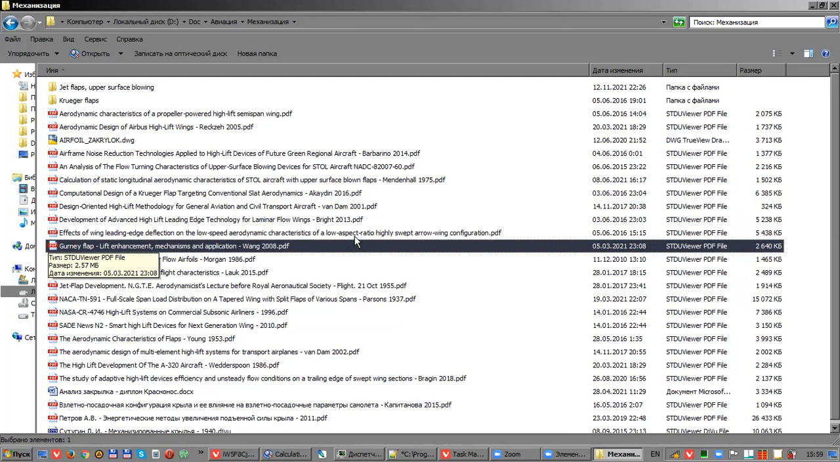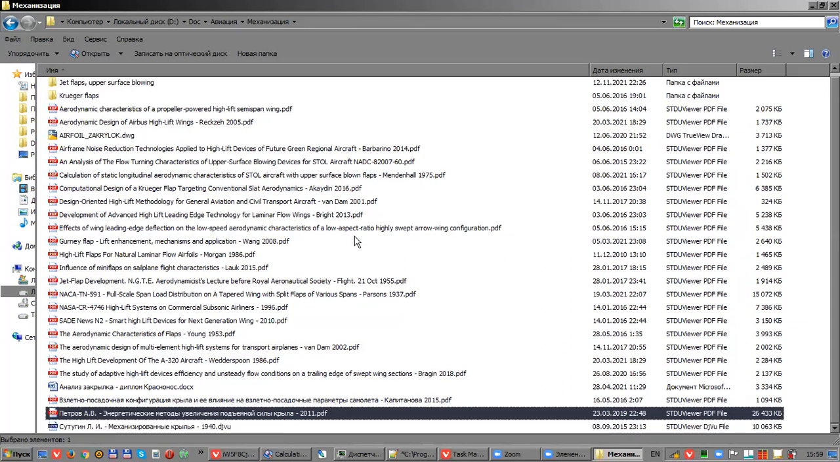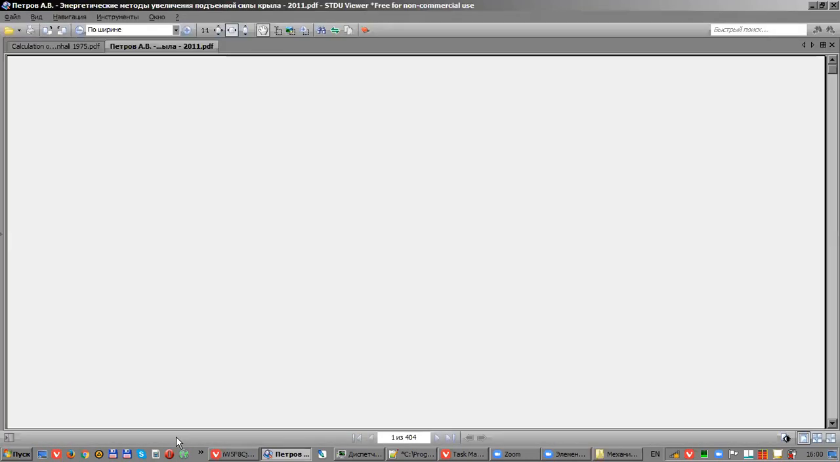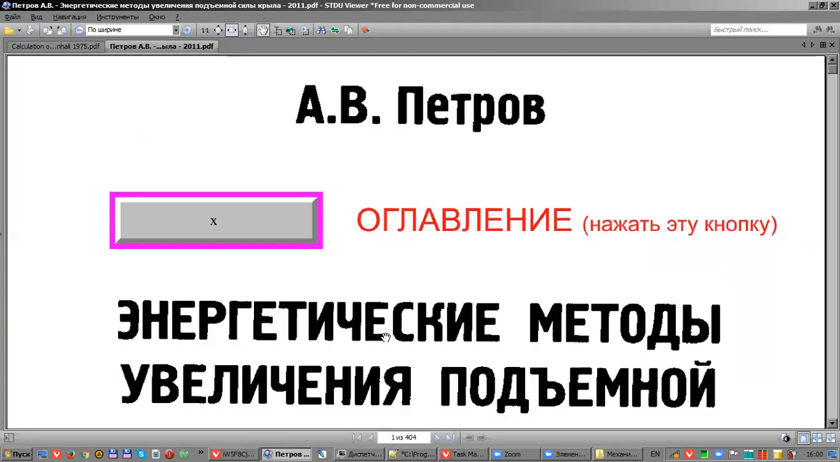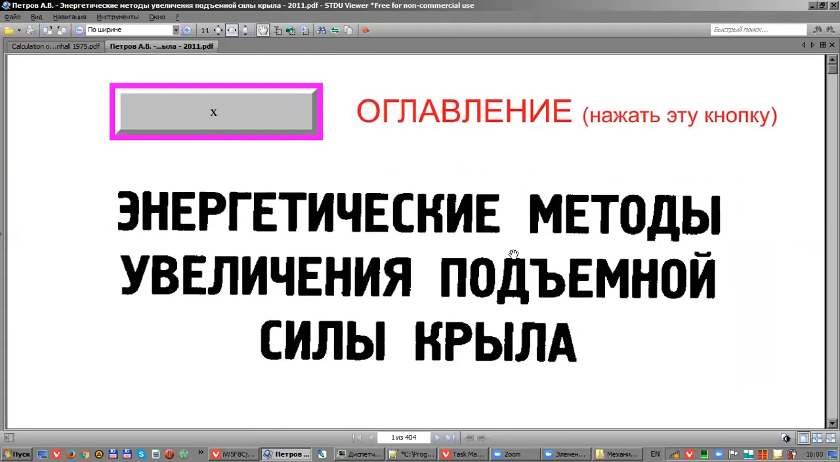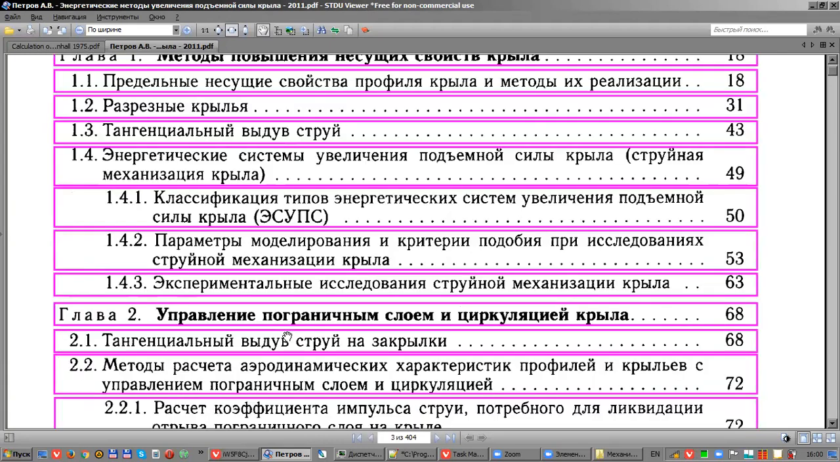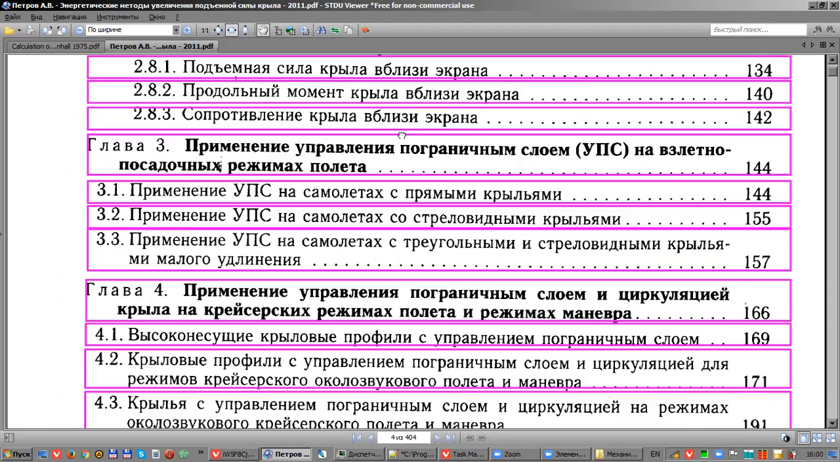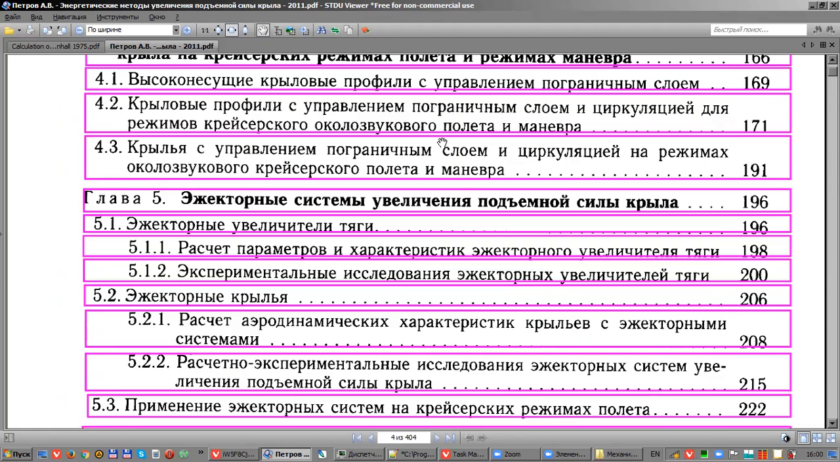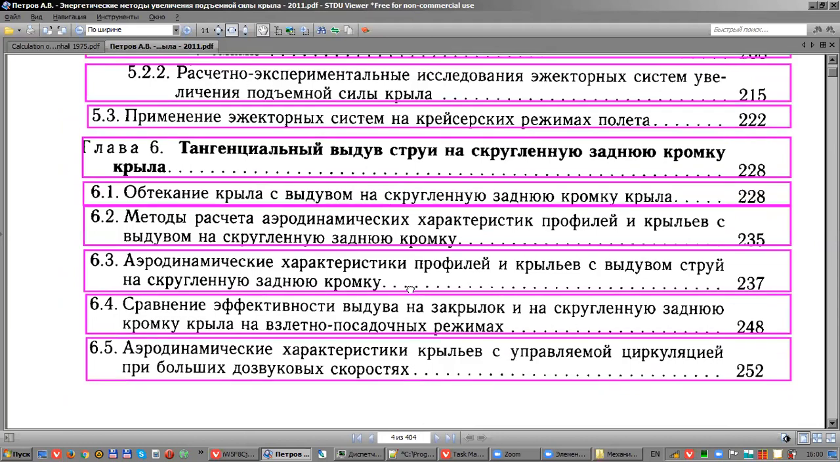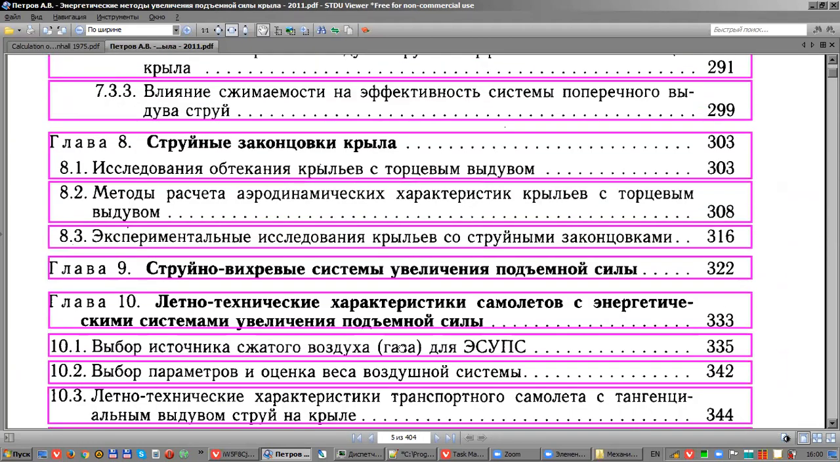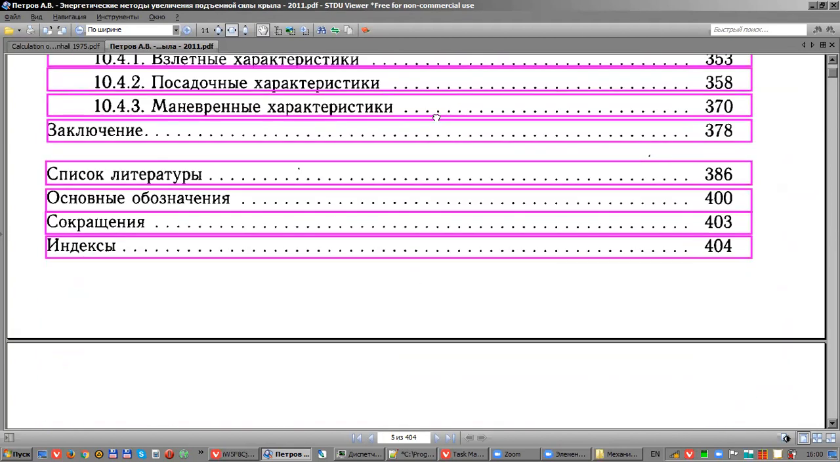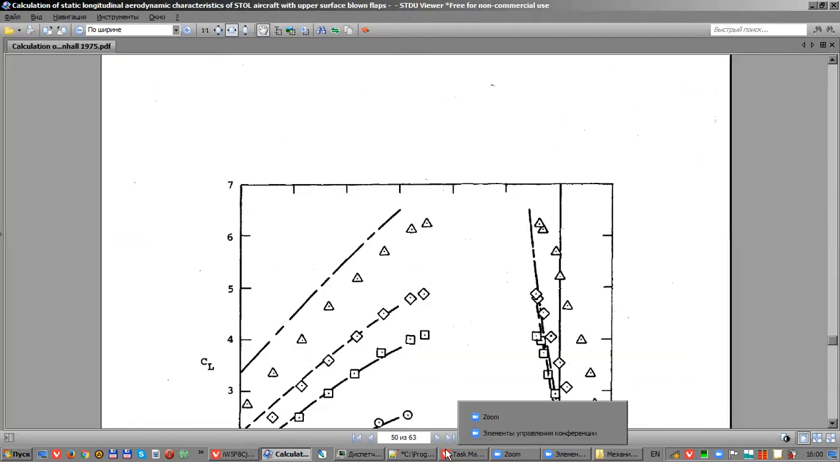Okay, thank you. Oh, there is also a Russian book about different methods of increment of wing lift, by Petrov, energetic methods of increasing lift. So energetic methods of wing lift increment. So maybe there are some pictures about a configuration like AN72. No, this book doesn't contain information about this.